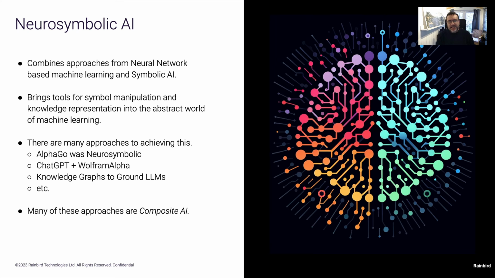Composite AI is not necessarily the same as neurosymbolic AI. There are composite approaches that don't include any elements of symbolic AI, but you can think of neurosymbolic AI as a kind of composite AI.